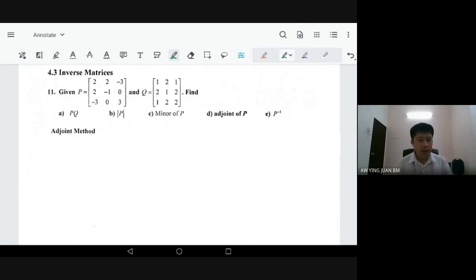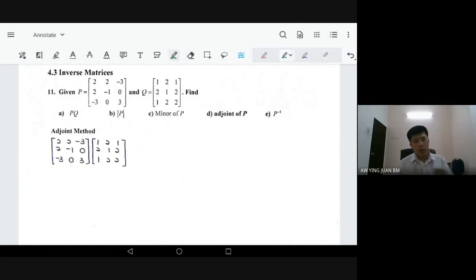Given the matrix P and the matrix Q, we have A, which is P multiplied with Q, followed by the determinant of P. Next, we have the minor of P, followed by the adjoint of P. Next, we have the P inverse. So let's begin with A, which is P multiplied with Q.